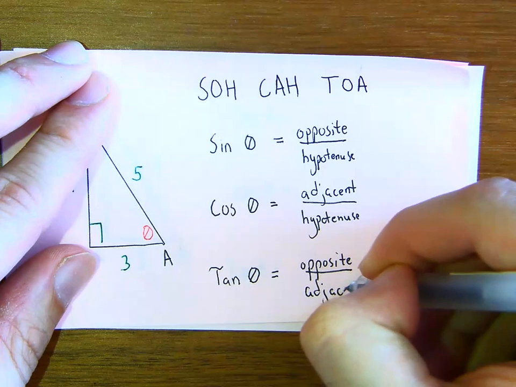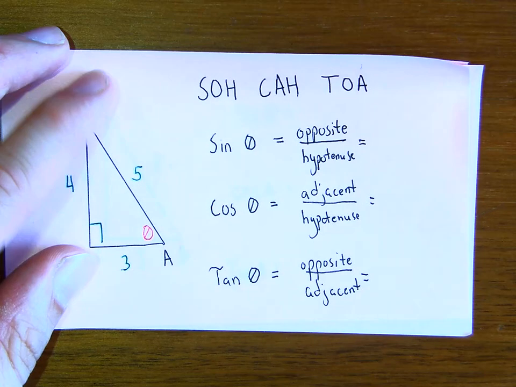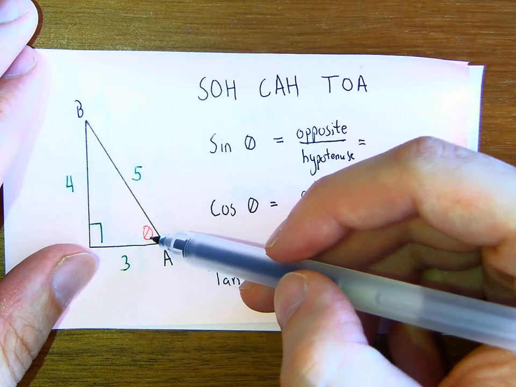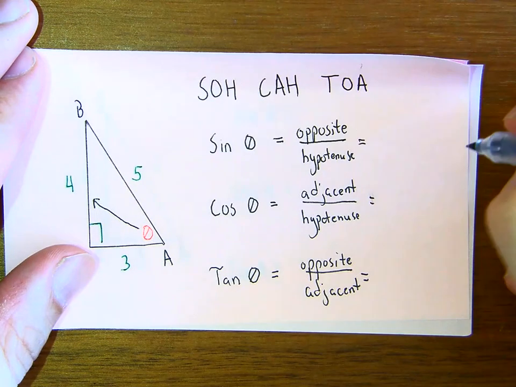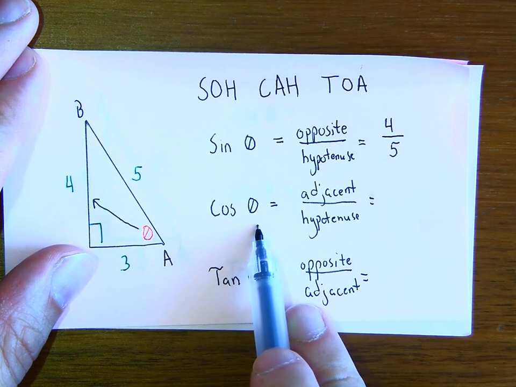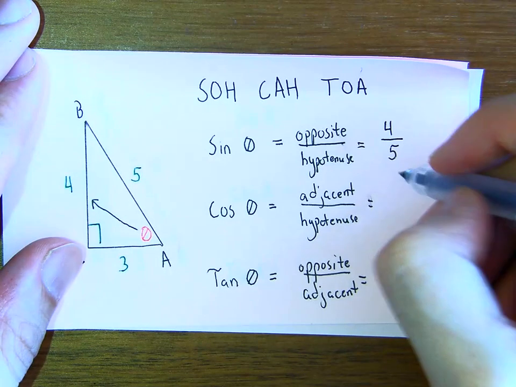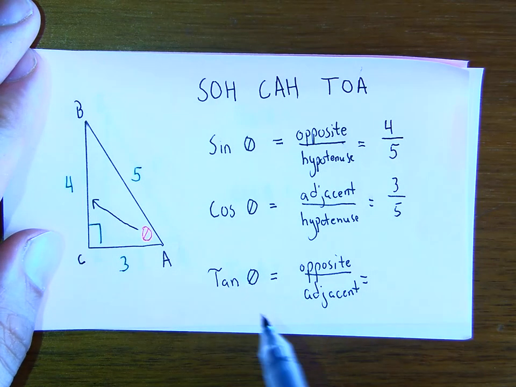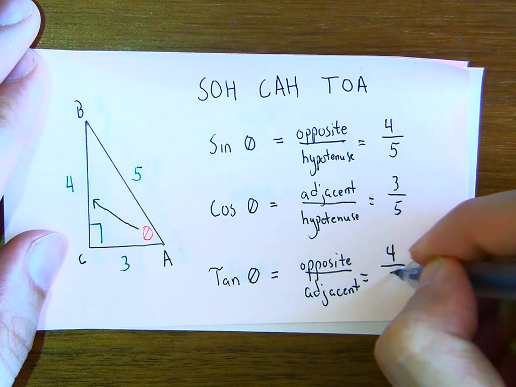Now, because we're talking about the angle A or theta over here, what is sine of theta? Notice if this is theta, it is opposite over the hypotenuse, so it's just 4 over 5. What if we said what's cosine of theta? Cosine of theta is the adjacent over the hypotenuse, so it's 3 over 5. And the tangent would be opposite over adjacent, so it's just 4 over 3.